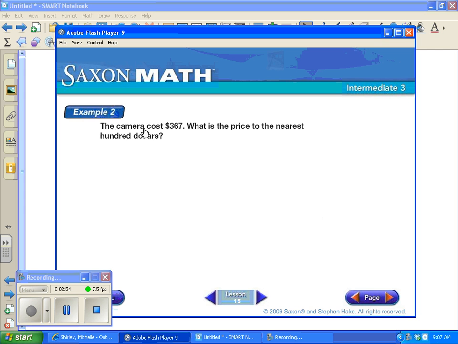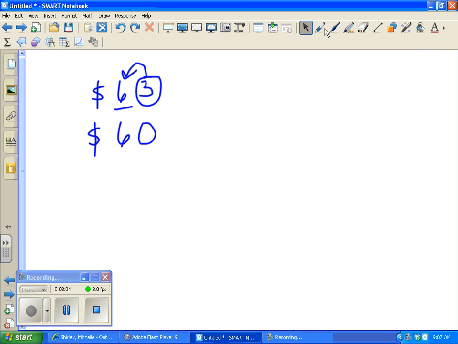Example 2, the camera costs $367. Woo-wee, that's an expensive camera. Shh. What is the price to the nearest $100? Okay, we're doing something different this time. 367, but nearest 100. Which digit is in the hundreds place, Jordan? The 3. So I underline it. What do I do to the digit to the right? Circle it. It's going to tell us what to do to this number.